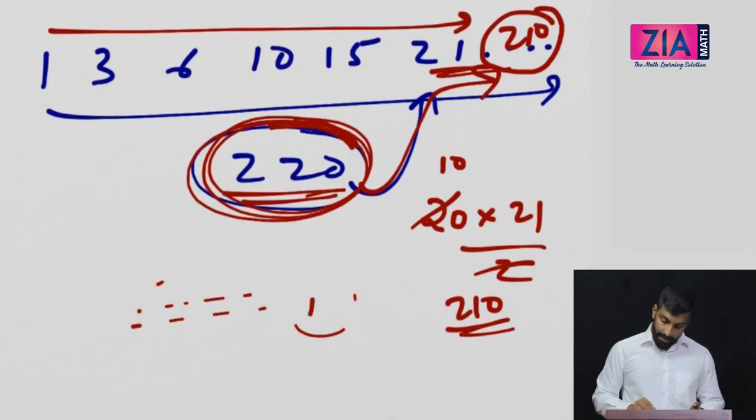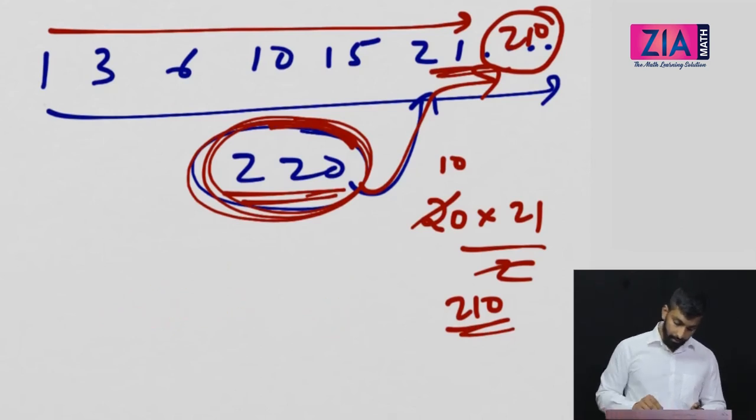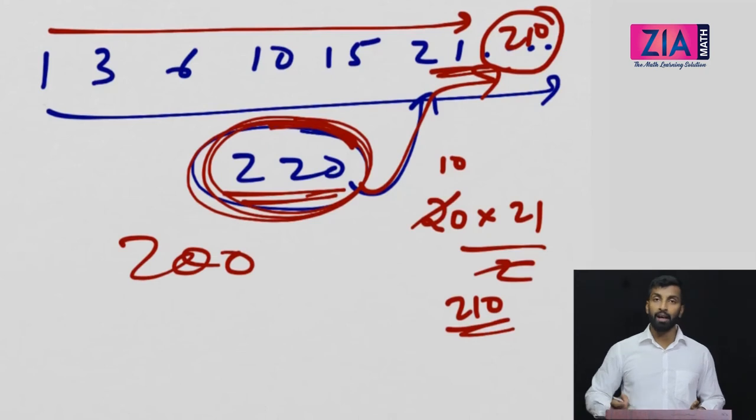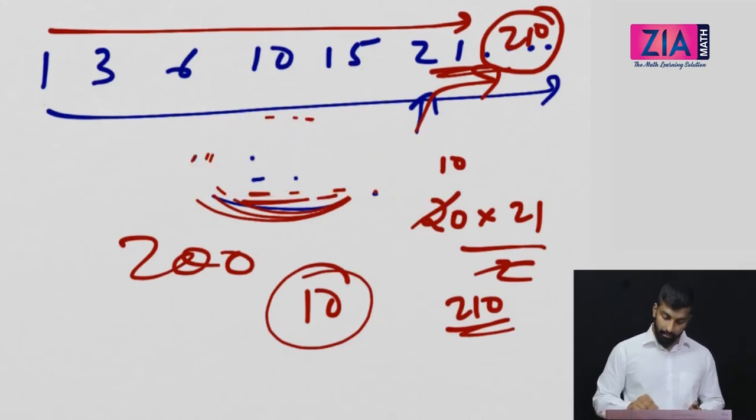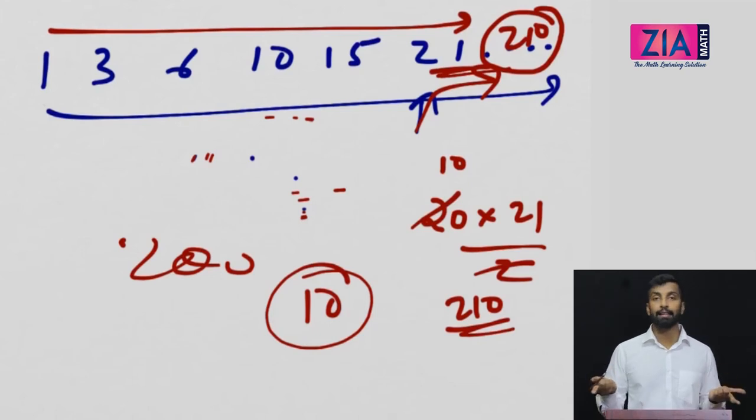Or you are missing a page and you are getting 200, right? I know the nearest sigma n number on the higher side is 210, so I can pick 10 as the page number you missed out. But for that it is very difficult. You cannot remember all the sigma n's, right? So if you can remember, then it is easy.